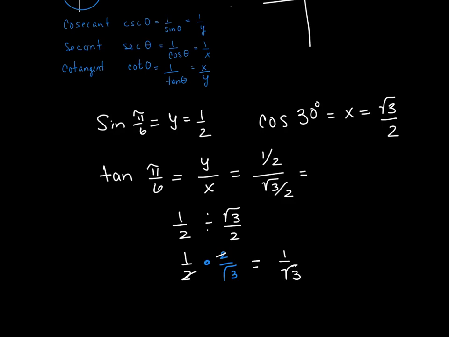But we have to rationalize that. The way you rationalize is you multiply the numerator and the denominator by exactly the same value. So that leaves us with the square root of 3 over the square root of 9, or square root of 3 over 3. So that would be the value of the tangent of pi over 6. Now, to do the reciprocal functions of all of those, we just go ahead and flip them.